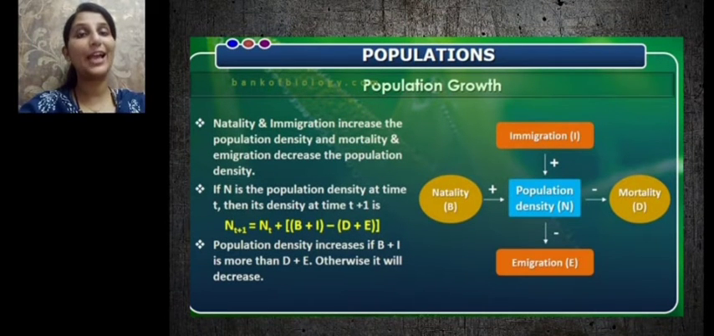The formula for calculating the population density at a time t plus 1 is equal to N t. N t stands for population density at a particular time t, plus B plus I, that is natality plus immigration, minus D plus E, that is mortality plus emigration. If B plus I is greater than D plus E, then the population density increases. Whereas if D plus E is greater than B plus I, then the population density decreases.